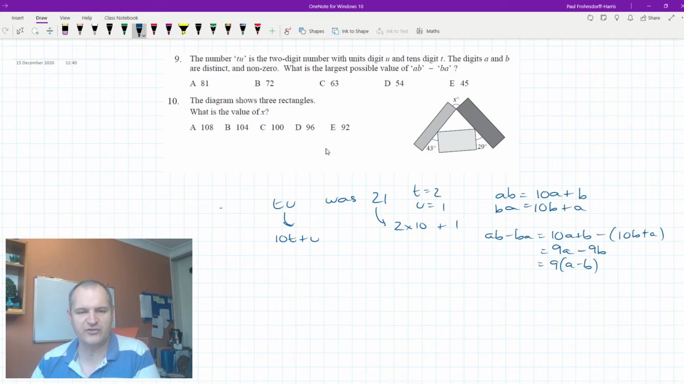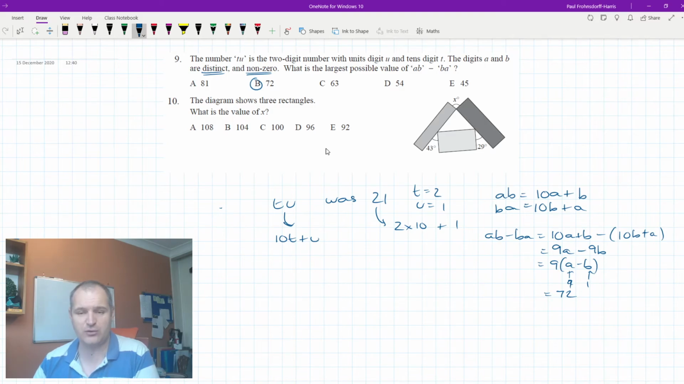We're told that they are distinct, so they're different from each other, and they're non-zero. So it's basically saying, what's the largest possible value where you can put a digit into this equation and get the largest value? Well, that's got to happen when it's the biggest number. So we want that to be a 9, that to be a 1, because we want the biggest number possible. 9 take 1 is 8, so 9 eights are 72, because the biggest possible thing is 9 and the smallest possible thing is 1, so we can get an 8, and it's 72, which is one of the answers.